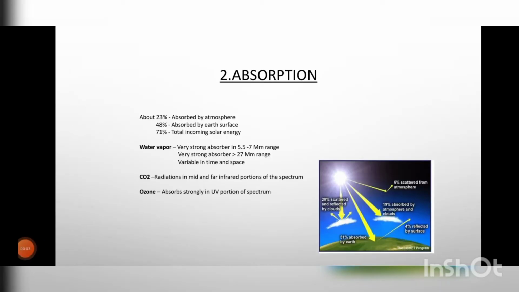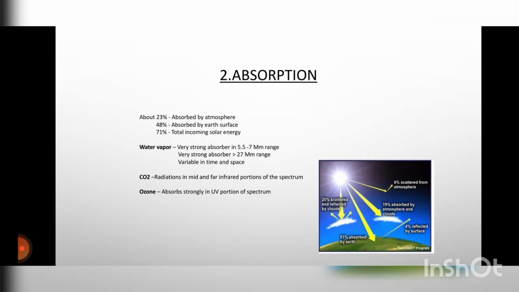The Sun's peak radiation is in the visible and near infrared wavelengths, so only a significant amount of this incoming solar energy is absorbed by the atmosphere or reflected by clouds back into space. That is, about 23% is absorbed by the atmosphere and 48% is absorbed by the Earth's surface, for a total incoming solar energy in the Earth system of about 71%.